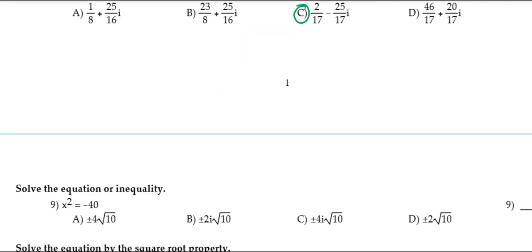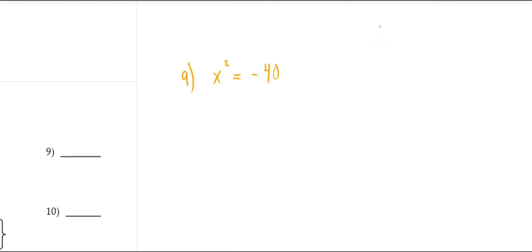Question number 9 asks us to solve a certain equation, which is set up as a square equal to a negative number. To solve something like this, we need to keep in mind two facts.